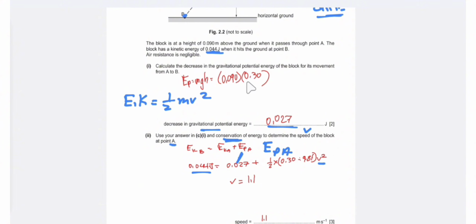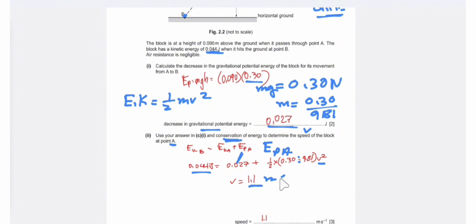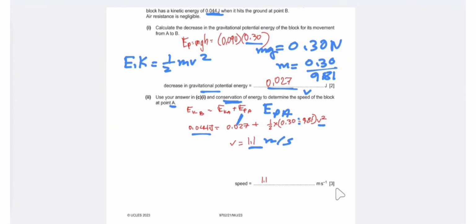Initially we know that the weight of the block is 0.30 newton. Weight is equal to mass into gravitational field strength. So what is the value of the mass? Mass is equal to weight, that is 0.30, divided by gravitational field strength, that is 9.81. So 0.30 divided by 9.81 is the mass. After rearranging and calculating, we get v as 1.1 meters per second to two significant figures.